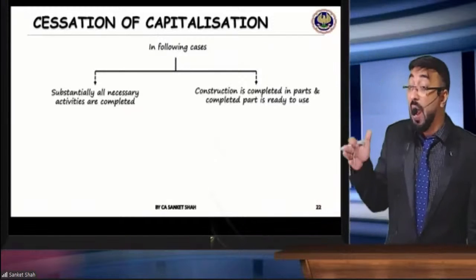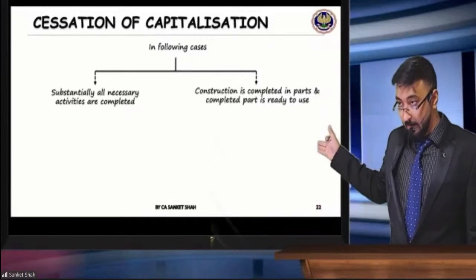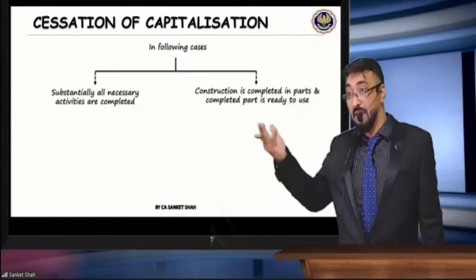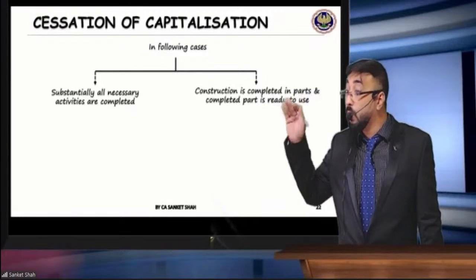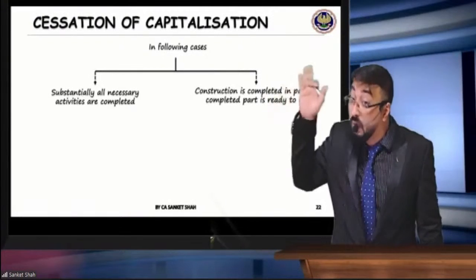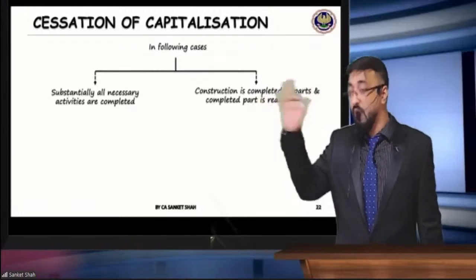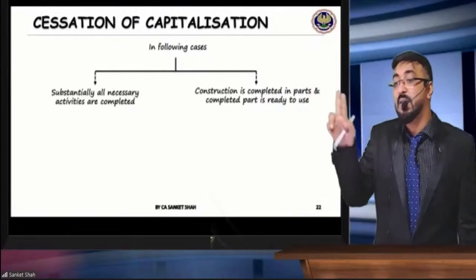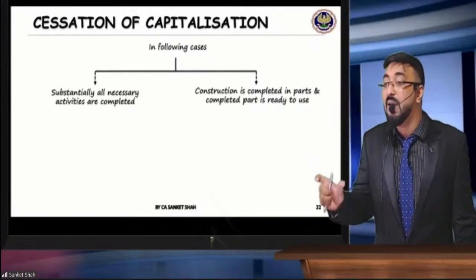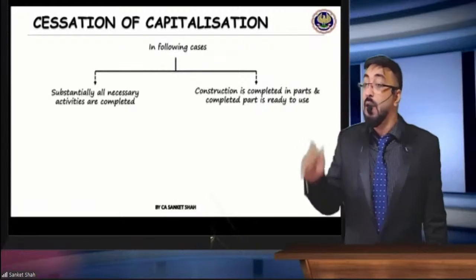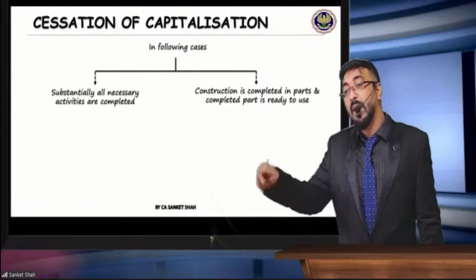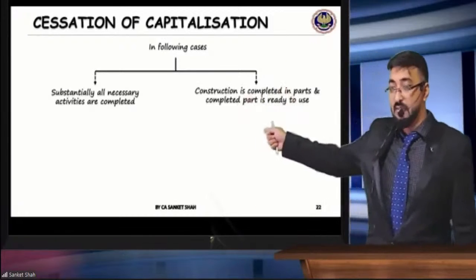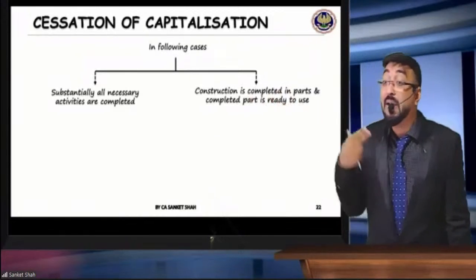Construction is completed in parts. Suppose you have 10 buildings, and out of that 2 buildings are ready. It means for those 2 buildings, proportionate interest you will stop capitalizing. Interest is going on, but you will debit it to profit and loss account for 2 buildings out of 10. Suppose your total interest is 1 crore: 2/10 will be debited to P&L, and 8/10, for the work still going on, will be capitalized. So this is construction which is completed in parts.